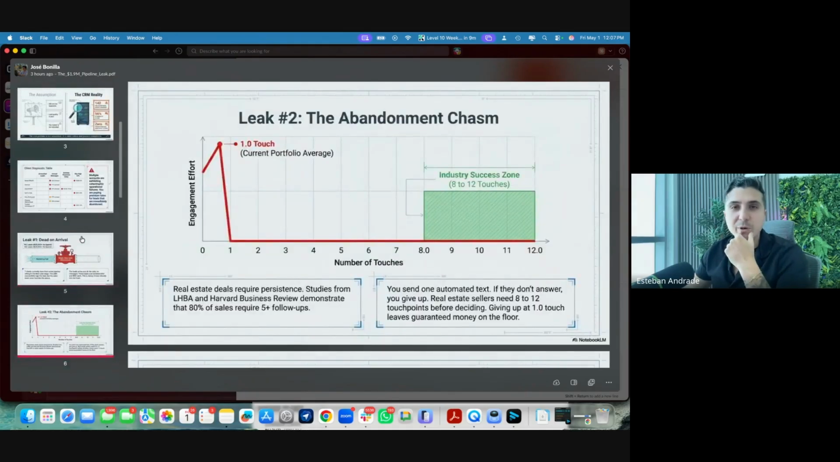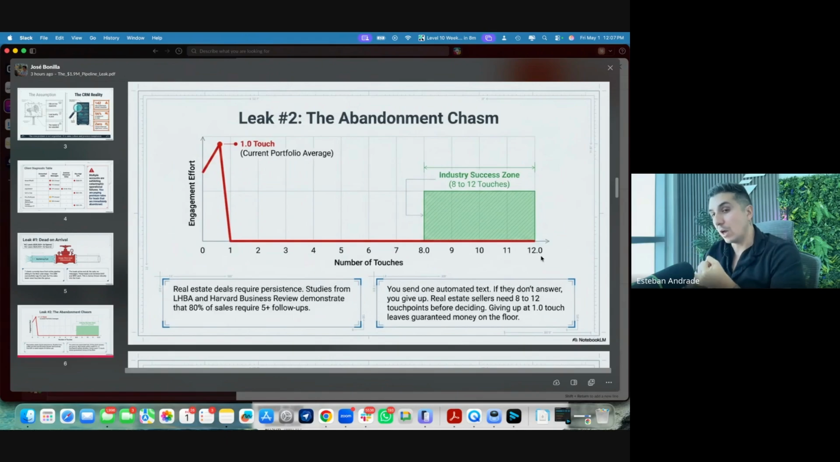Now, leak number two is we cannot just do one touch. We need to have a successful 8 to 12 touches, which is essentially how long it takes normally for someone to pick up the phone, be aware of you, and understand that you guys are actually in business. And those touches obviously include the calls, the text messages, and potentially the emails, if they do see and open the emails, right?